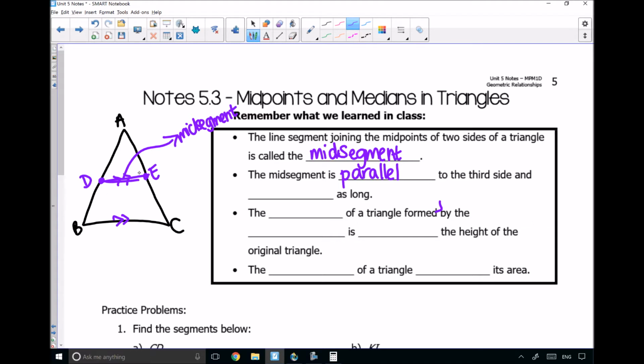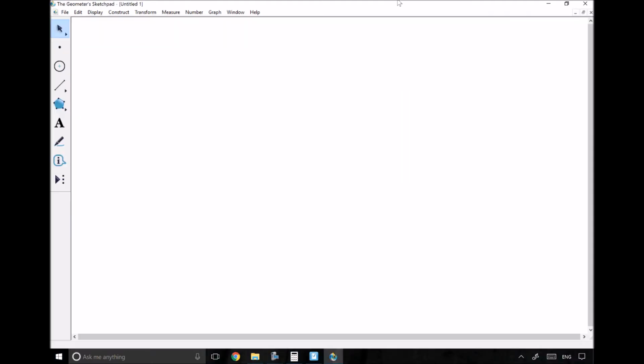And the size of this segment is always half as big as the size of the third side. So half as long. We're going to verify this using Geometer's Sketchpad to make sure that our statement is really true. So let's verify using Geometer's Sketchpad.